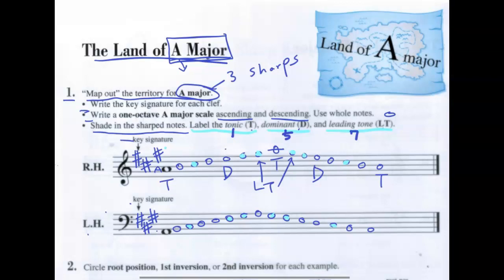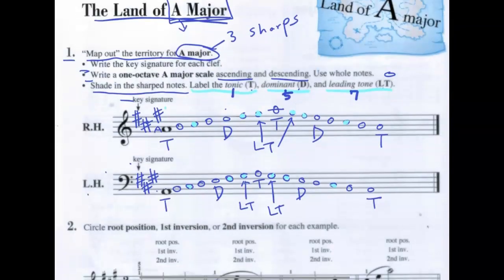Also, let's now label the tonic. First note here, A, tonic, another tonic, tonic, and dominant, 1, 2, 3, 4, 5, dominant is E. E is the dominant note of the A major scale, dominant, and leading tone, G sharp. G sharp is leading tone. And another G sharp is leading tone.